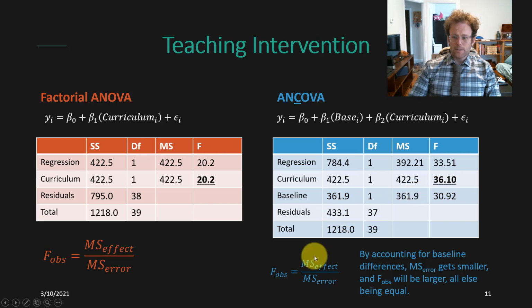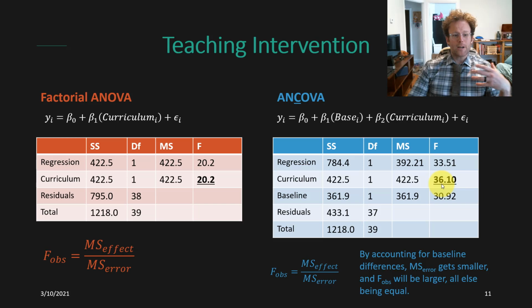This F value is the mean squared error of the effect over the mean squared error of the residuals. So in this case, the mean squared error of the residuals is 795 divided by 38. So that's a relatively large mean squared error. Whereas over here, it's 433 divided by 37. So even though our degrees of freedom have gotten smaller, the residual sums of squares have gotten way smaller, with the net effect of making the F observed for the effect of curriculum a lot larger.